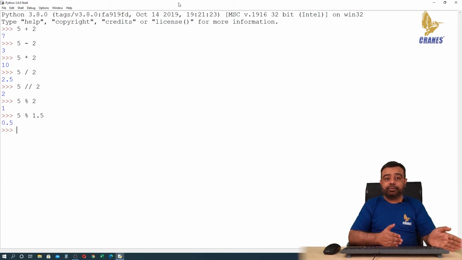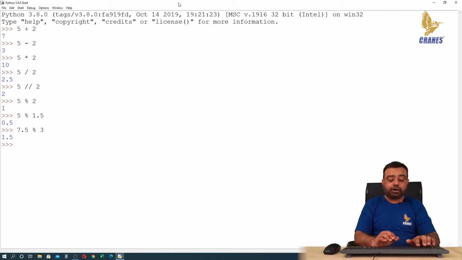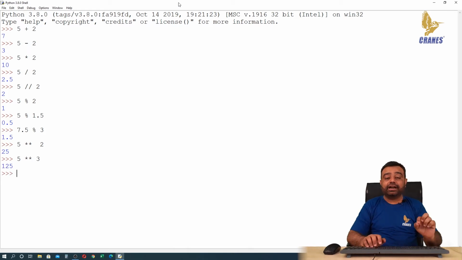Even the numerator can also be floating point. Like for example, if I had 7.5 mod 3, 3 ones are 3, 3 twos are 6, and the remainder is 1.5. So you can just observe that the modulus operator can be applied even on floating point operands. Now the next operator is your double star operator, which is exponential. So 5 to the power of 2, which is 5 square, is 25. And 5 to the power of 3 is 125. That's about the various arithmetic operators provided by Python language.